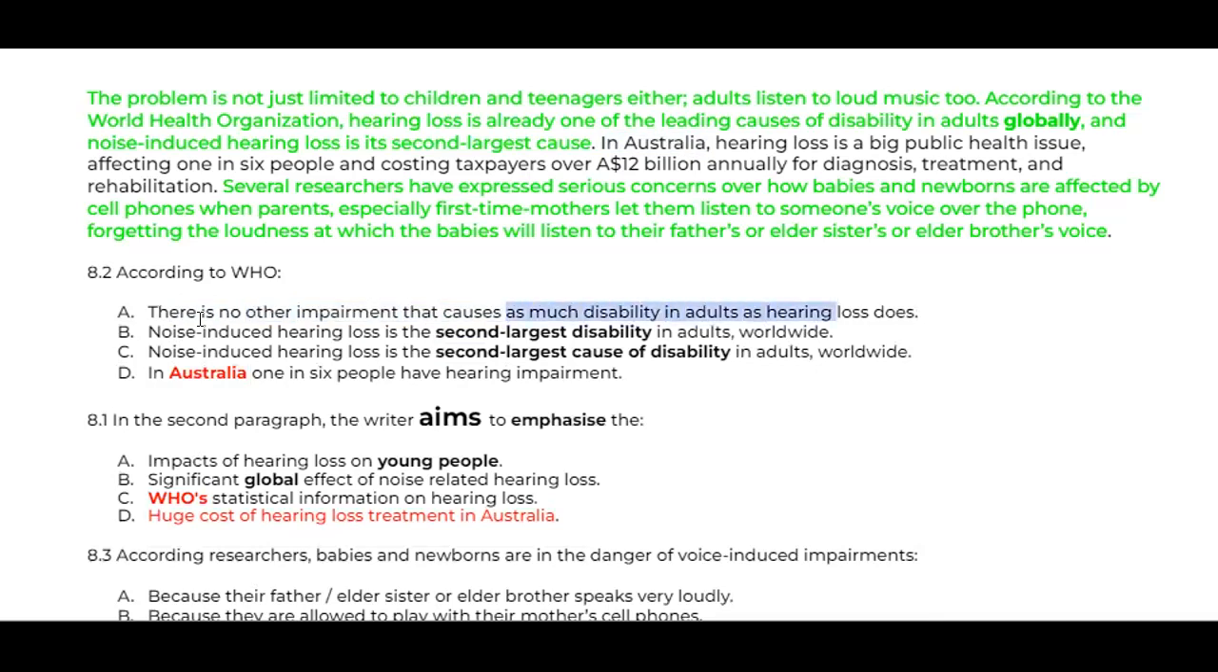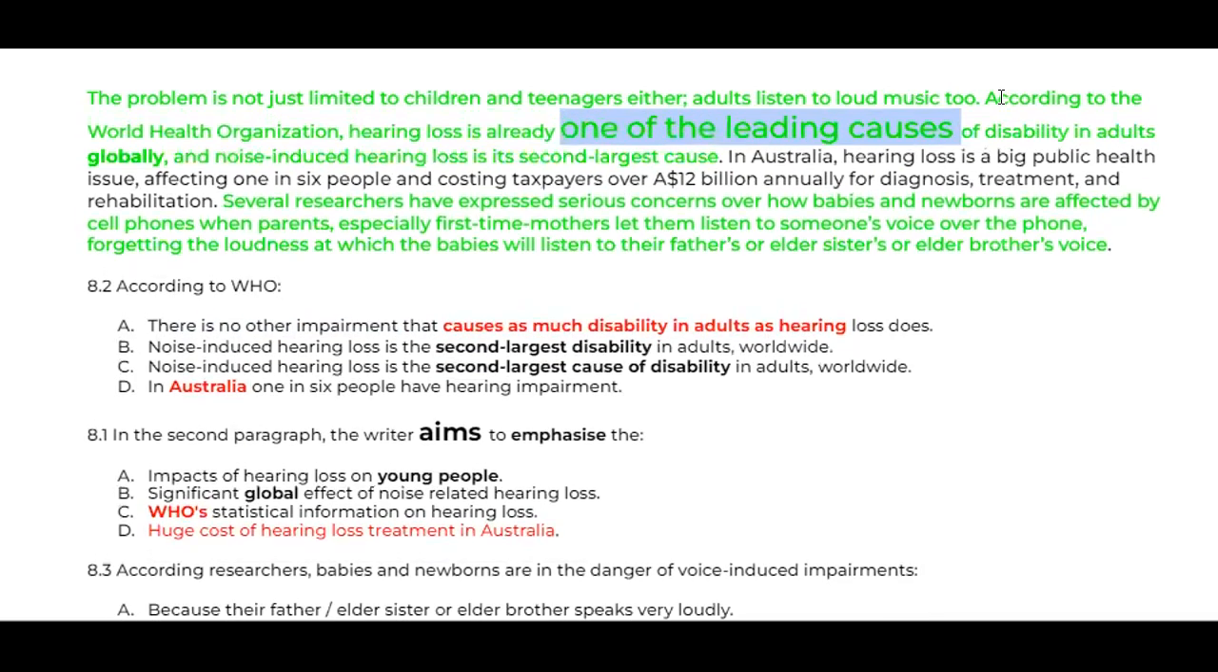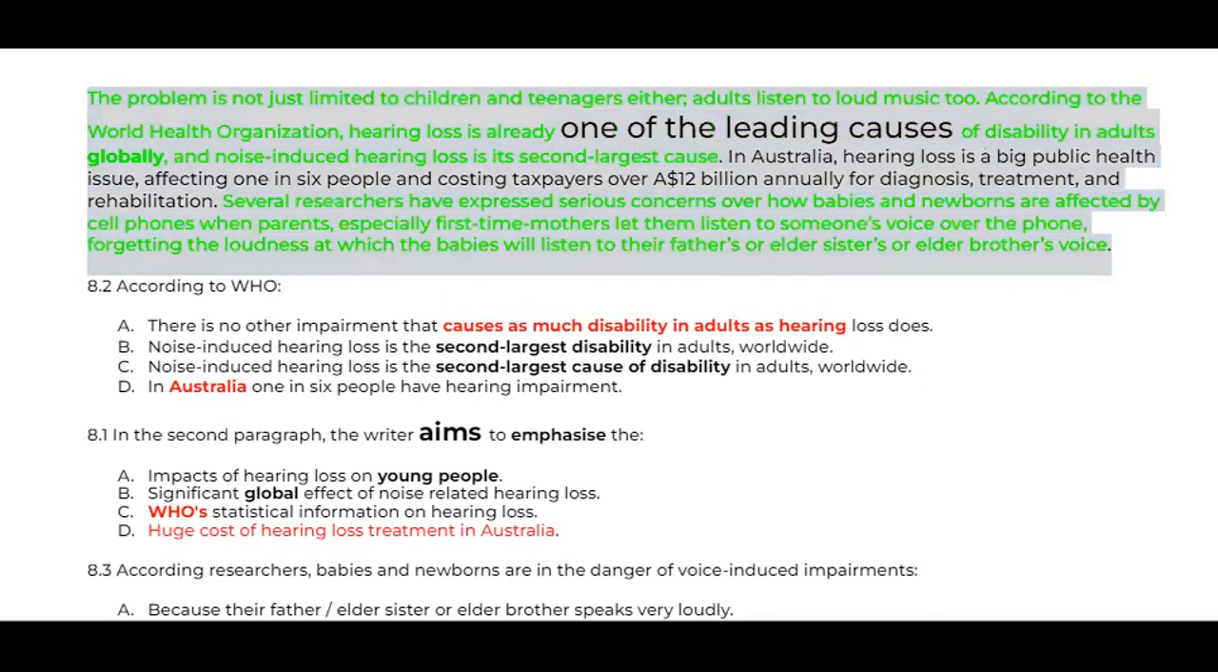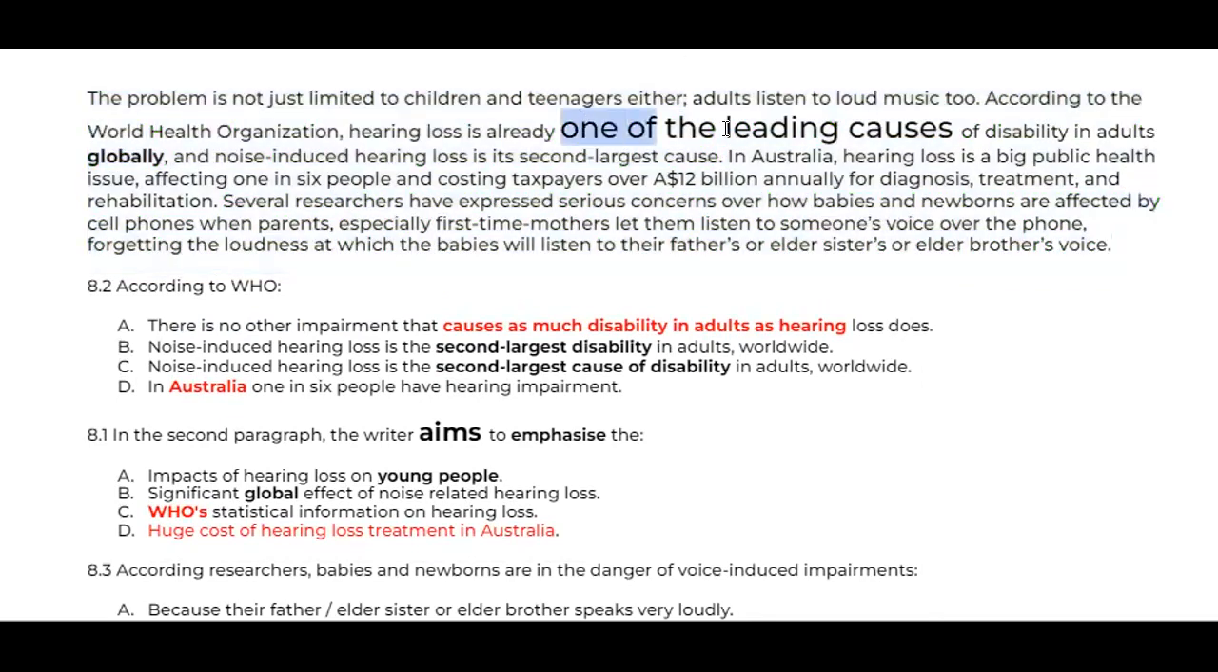Then, there is no other impairment that causes as much disability in adults as hearing loss is also being eliminated. Anybody knows the reason for that? Yes, sir. According to the World Health Organization, hearing loss is already one of the leading causes. Okay, let me just make it all black color. It only says it is one of the leading causes.